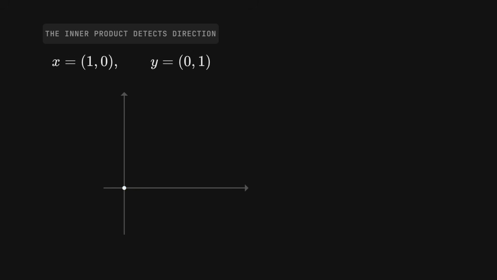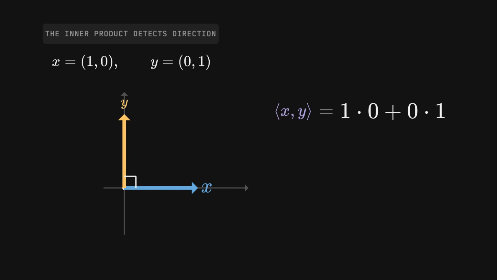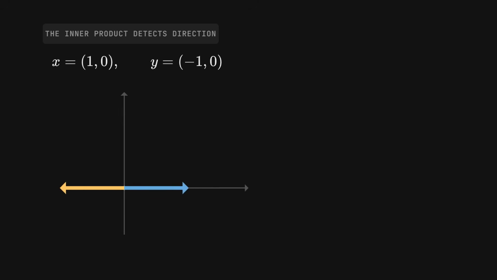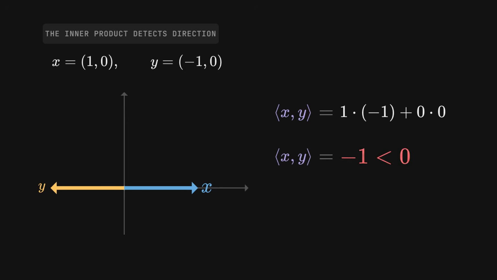Now, let x equal (1, 0) and y equal (0, 1). These vectors are perpendicular. Their corresponding products are both 0, so their inner product is 0. For non-zero vectors, an inner product of 0 means the vectors are perpendicular. Finally, let x equal (1, 0) and y equal (-1, 0). These vectors point in opposite directions. Their inner product is negative, and more generally, a negative inner product means the angle between the vectors is greater than 90 degrees.